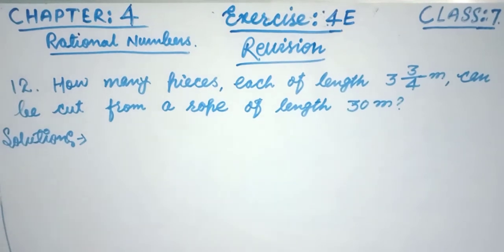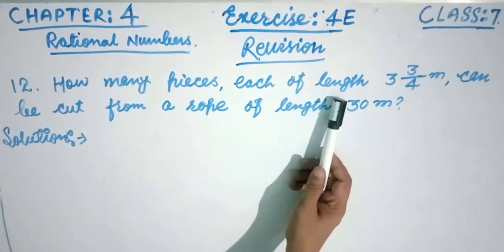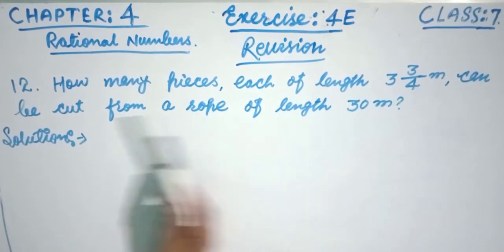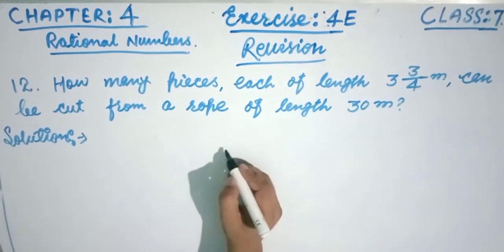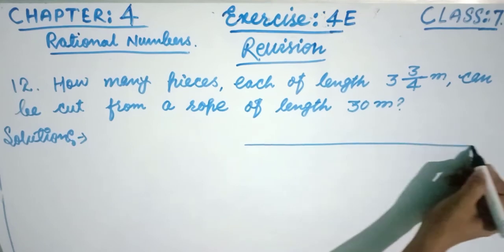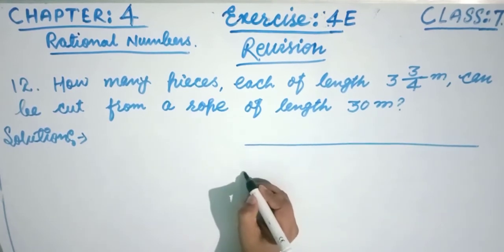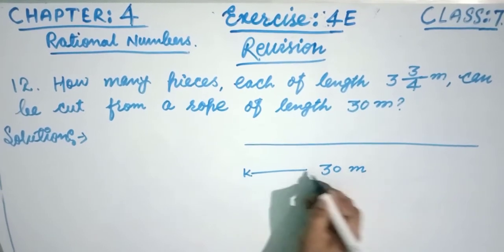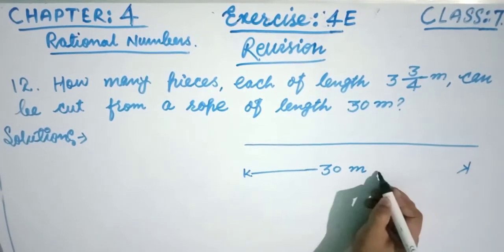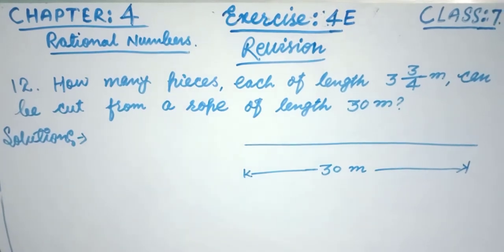Now see friends, last question 12 says: how many pieces, each of length 3 and 3 by 4 meter, can be cut from a rope of length 30 meter. Now see friend, the solution is here. First of all, to mark the rope, take the rope. So this is the rope, and the length of this rope is, friends, 30 meter. Okay, now see friends, total length is 30 meter.